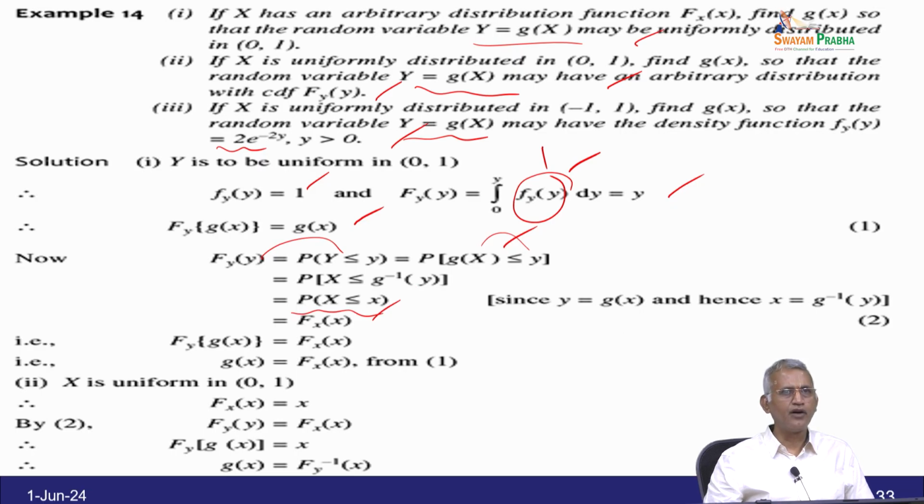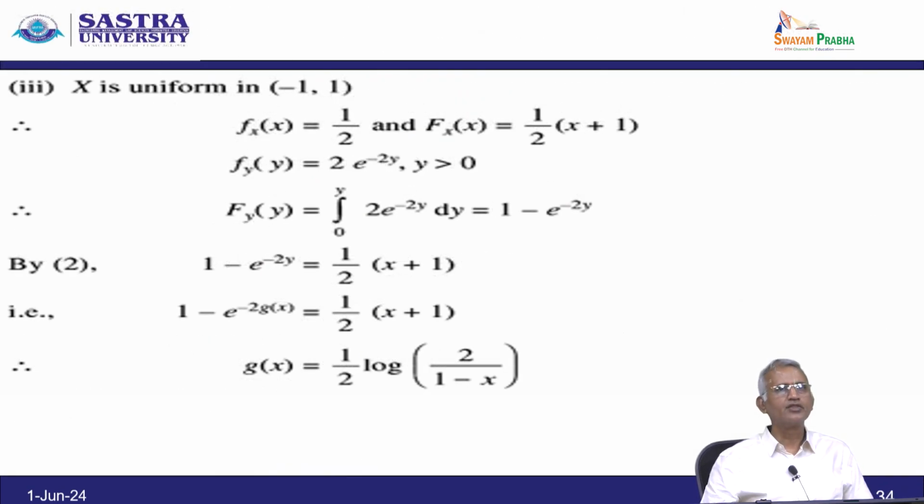So, from this, F_Y(g(x)) is equal to F_X(x), and g(x) = F_X(x) from 1. So, that is the inference we got from Y = g(X) and X = g inverse of Y. Therefore, g(x) is F_X(x). If X is uniform in (0, 1), therefore F_X(x) is x, and F_Y(y) is F_X(x). Therefore, F_Y(g(x)) = x, and g(x) = F_Y inverse of x.